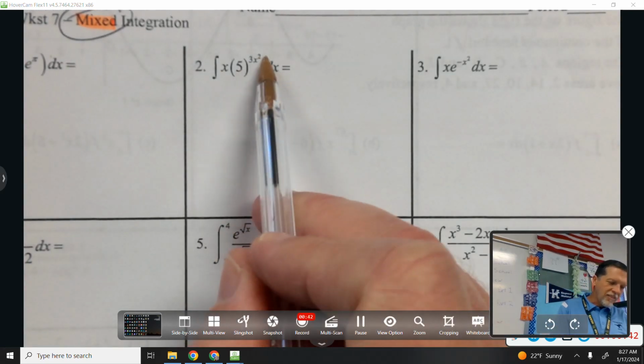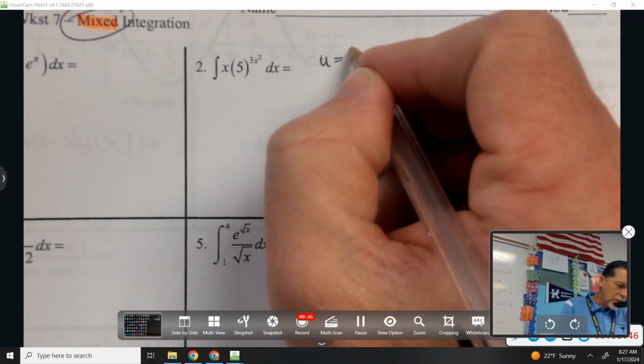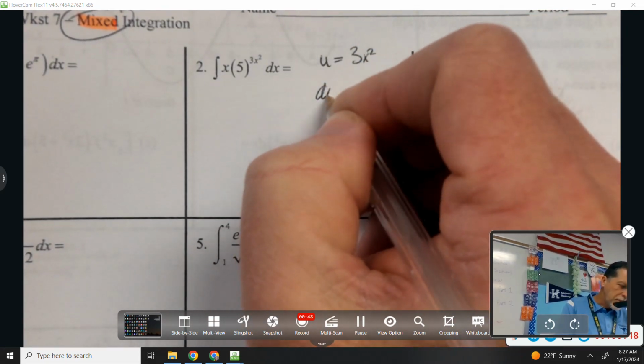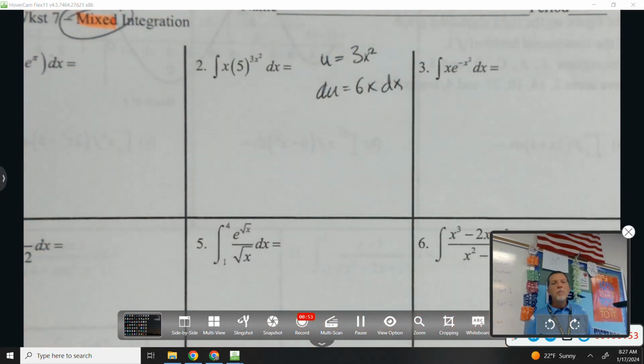I see 5 to something and an x out front. But if I let u be the 3x squared, du is 6x. And again, part of picking u is thinking ahead a step to know what du is, to know if it's a good pick for u. So you don't know that u is a good pick until you see what du is. But you don't know what du is until you pick u. So if you can think ahead a little bit, you can go quicker.